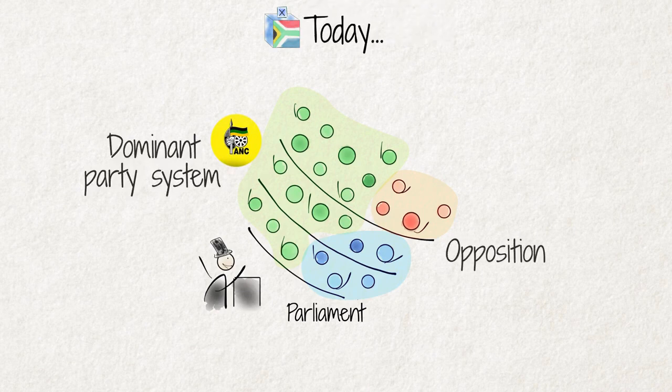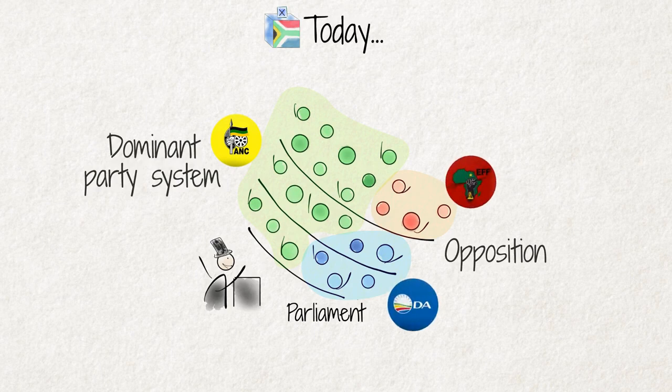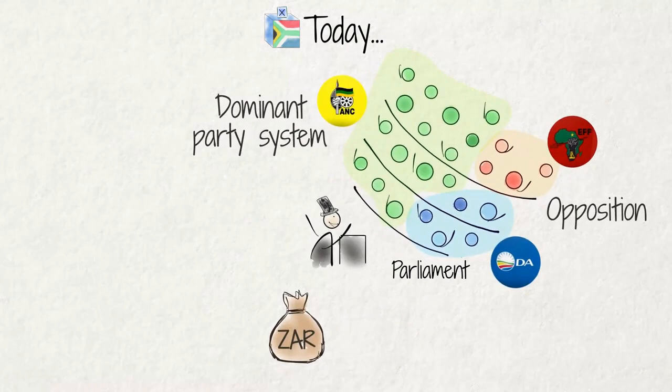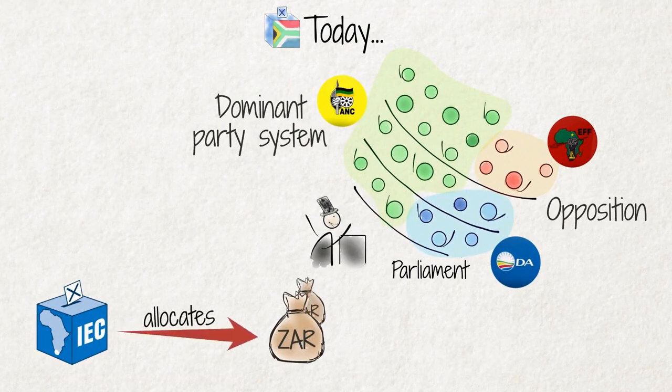The biggest opposition parties at the moment are the Democratic Alliance, DA, and the Economic Freedom Fighters, EFF. South Africa's political parties receive funds from the public purse to help them function. The Electoral Commission of South Africa allocates these funds on a mostly proportional basis, so the larger political parties get a larger amount of funding.